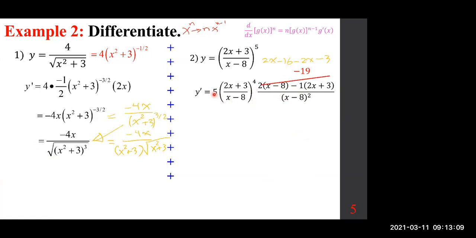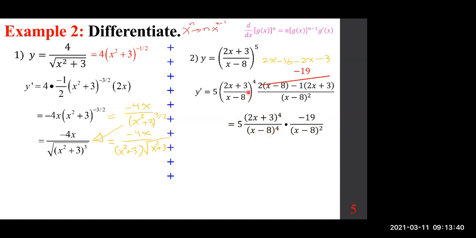So we're going to write this as 5, 2x plus 3 to the power of 4 over x minus 8 to the power of 4. And then this is negative 19, this is x minus 8 squared. The only reason I'm writing this, because from here to the last step, I don't want anybody to get confused. And so what's in the numerator is 5, 2x plus 3 to the power of 4, and negative 19. So you multiply these two, you get negative 95. This is 2x plus 3 to the power of 4. This one is x minus 8 to the power of 4 plus 2.